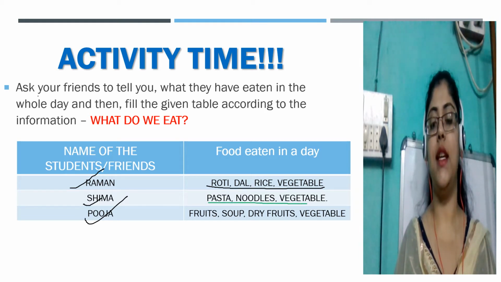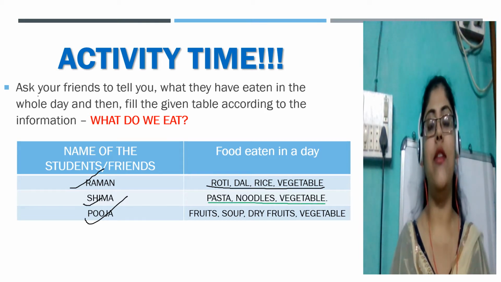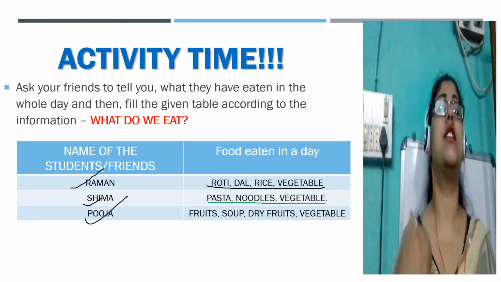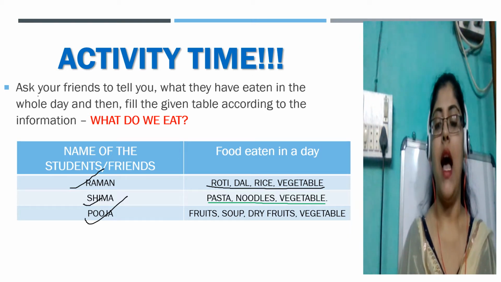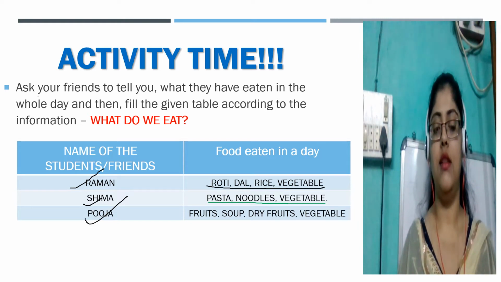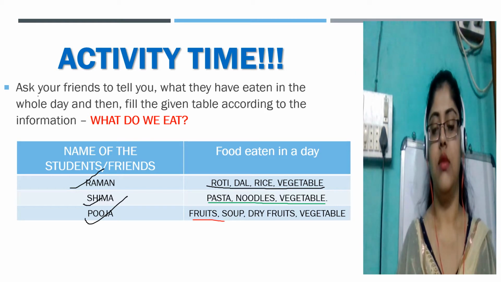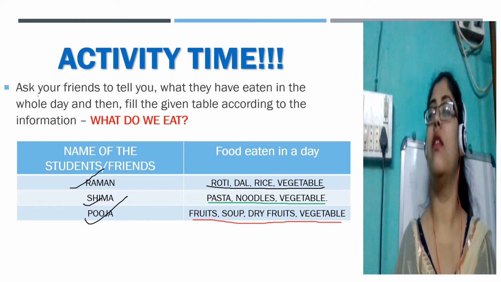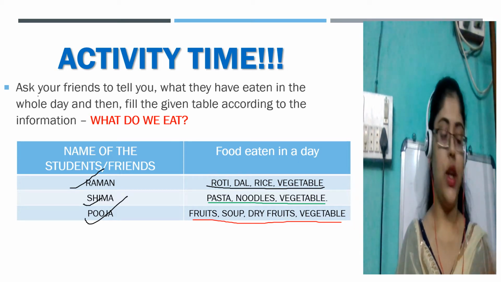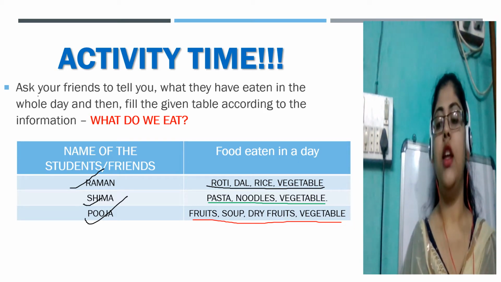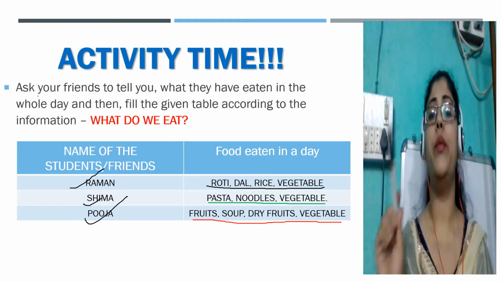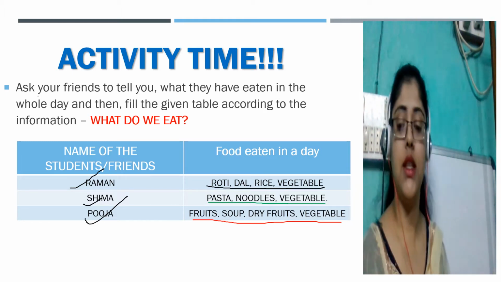Well, she has taken pasta, noodles, and vegetables. And Pooja is just opposite to Seema, and she has taken fruits, soup, dry fruits, and vegetable because she is very health conscious. So yes, class. Now you have to write the same thing, and you have to mention the thing in the comment section.